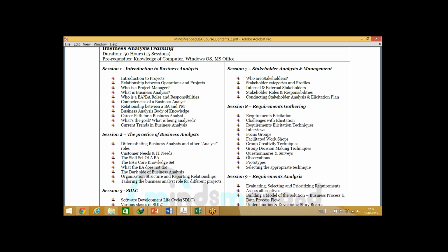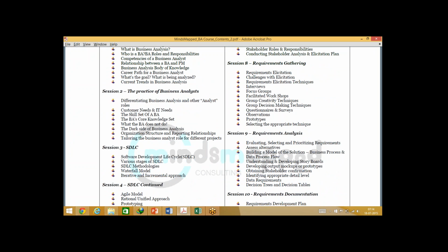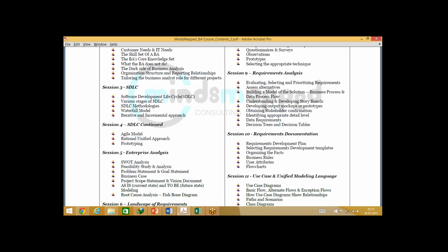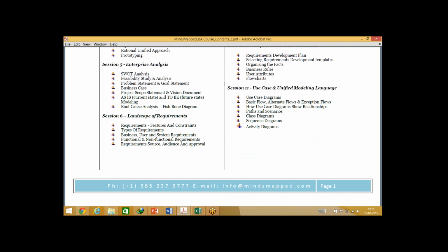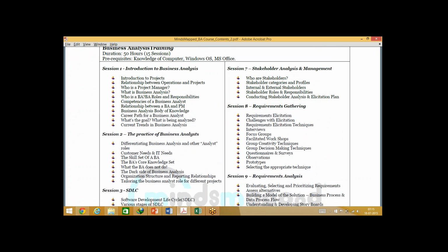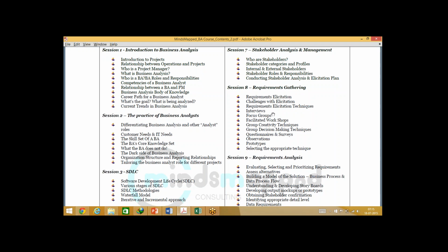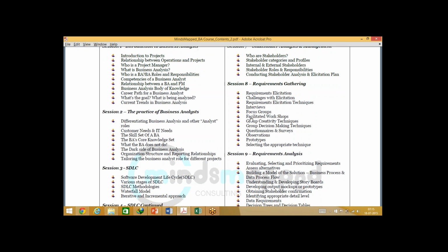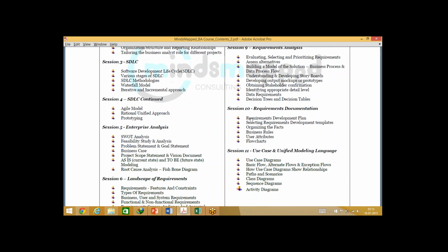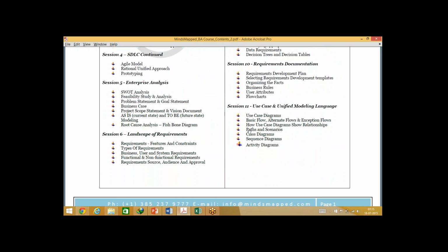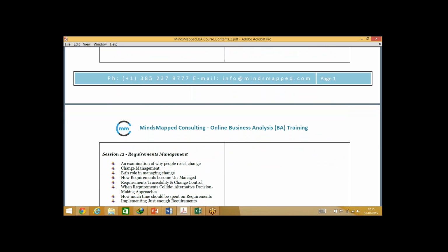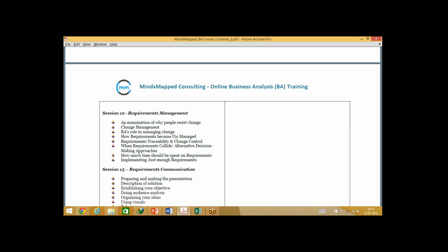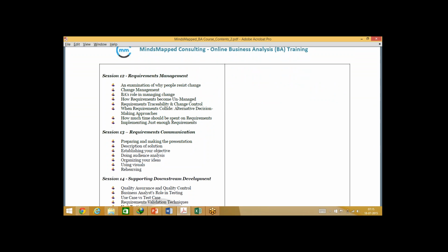So the practice of a business analyst, SDLC, then enterprise analysis, landscape, stakeholder. Somebody was asking about stakeholder management, so that is also part of it. Then requirement gathering techniques, so we are getting into the detail part of it: requirement gathering, requirement analysis, requirement documentation, different types of use cases and modeling techniques. And finally, requirement management. So all these are going to be part of the course.